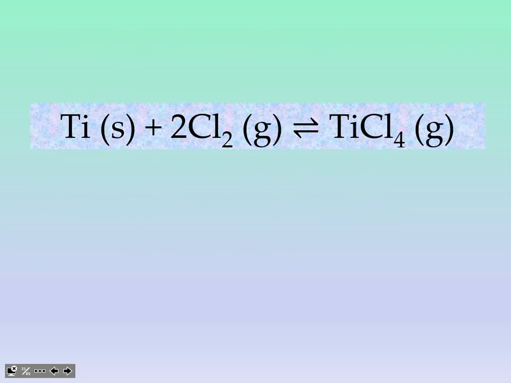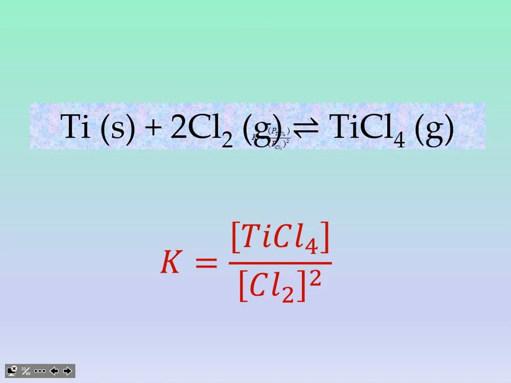All right, which one are we not going to include? The Ti, very good. We're not going to include it because it's a solid. So no titanium. All right. Then it's just products over reactants raised to the power of the coefficients, so you should have gotten that. Bracket notation and all. Next.